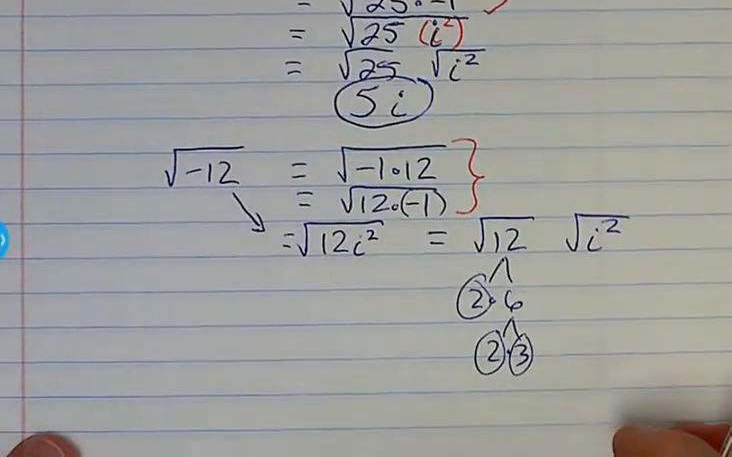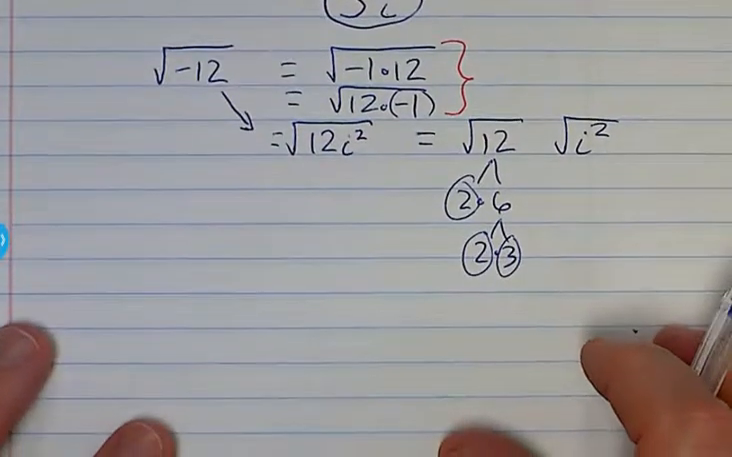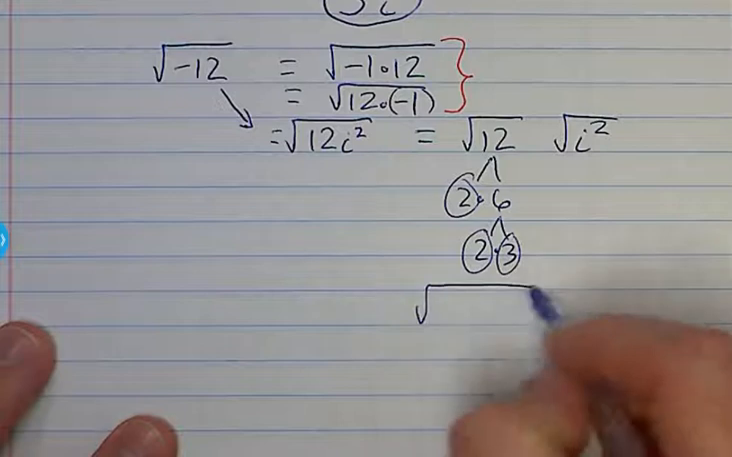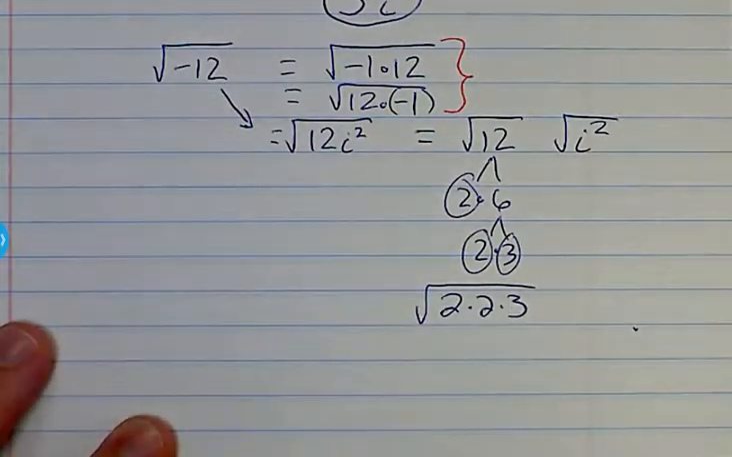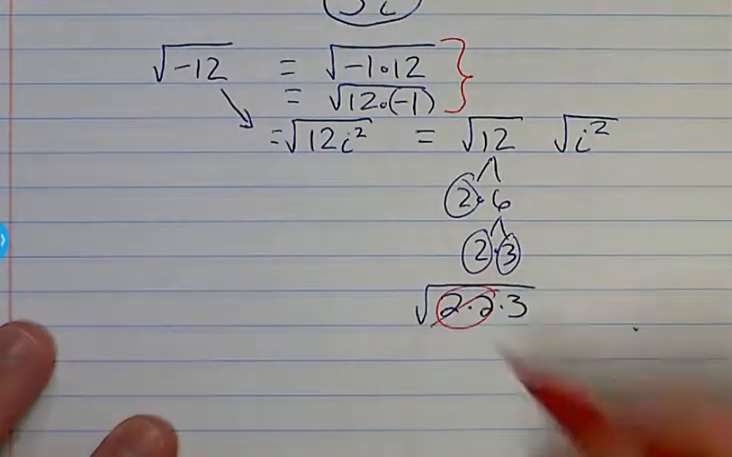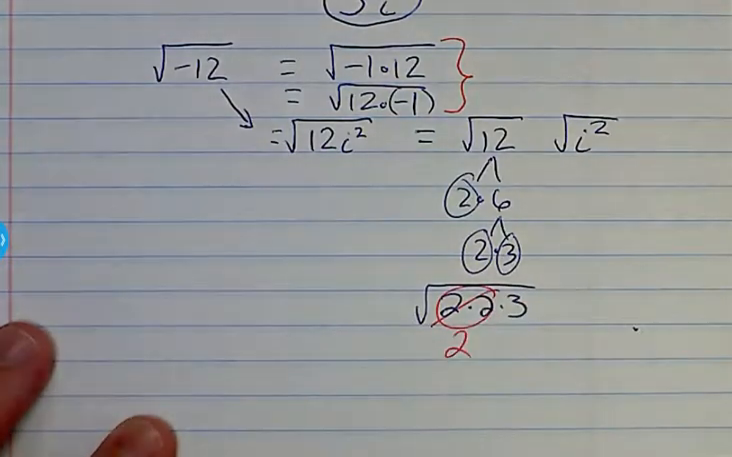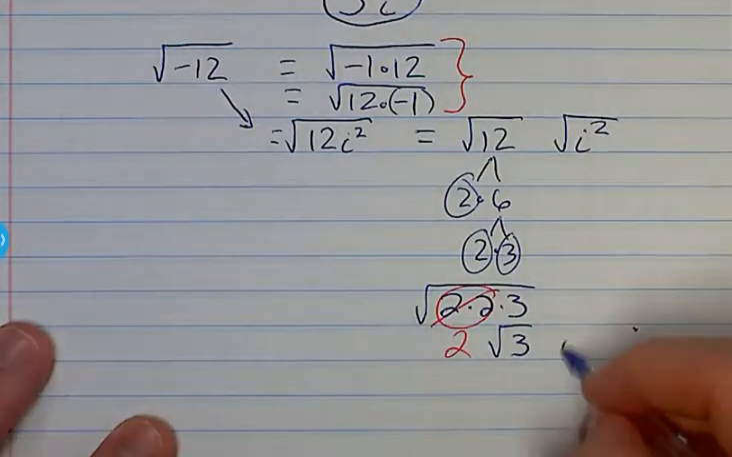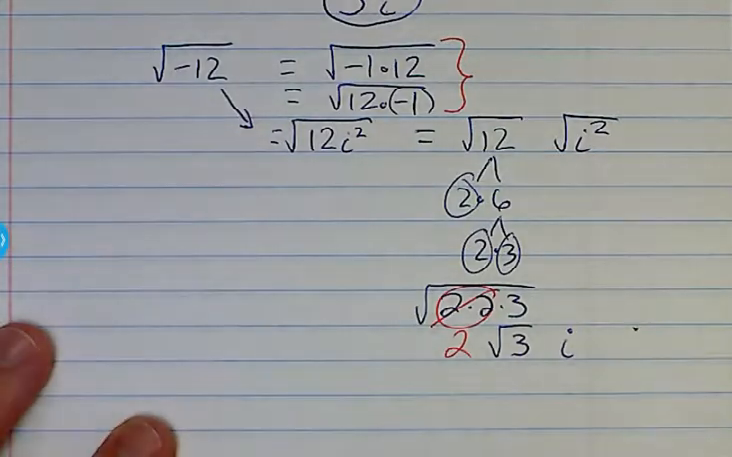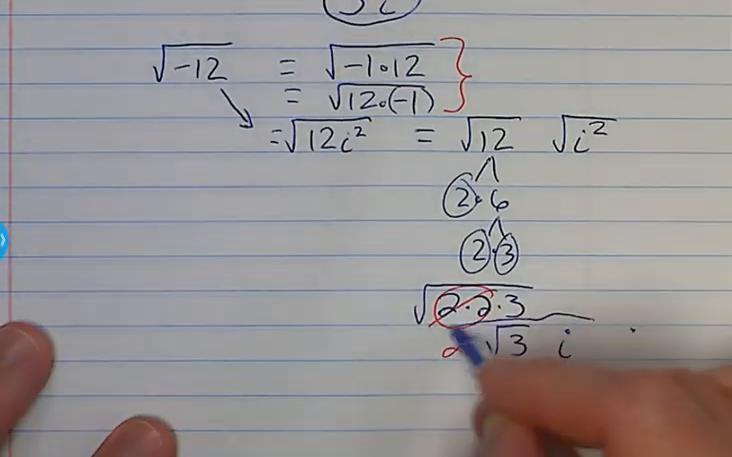Okay, so with the 12, we've got 2 times 2 times 3. There's your pair of 2's. They've got an exit buddy, so the 2's get out. 3 stays on the inside. And when you square root i squared, that's just going to become i. And there you go. There's your answer.